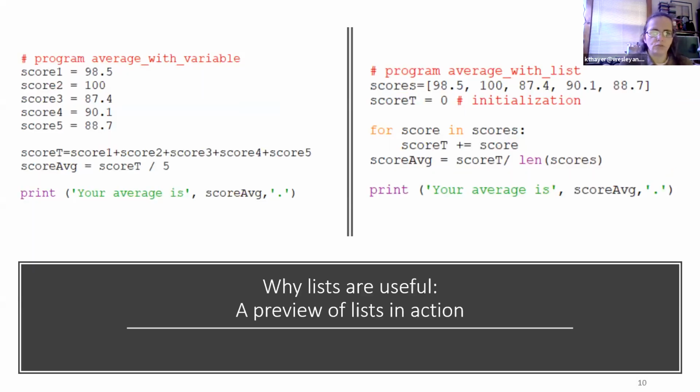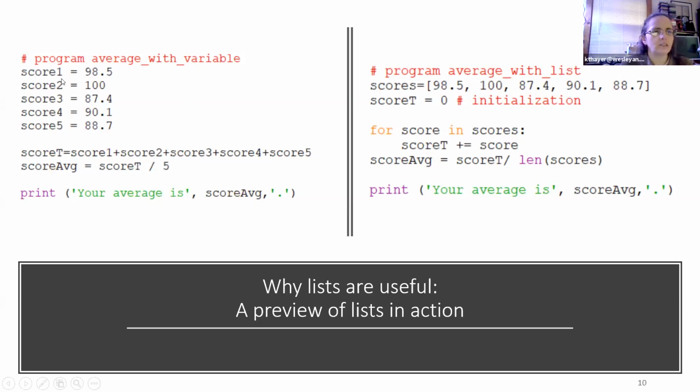So why are lists useful? Let's just preview lists in action to understand what this is. Suppose we wanted to take an average of your test scores, let's say. Well, I'm sure your test scores will all be 100, right? But suppose we had some scores here and we wanted to average them together.